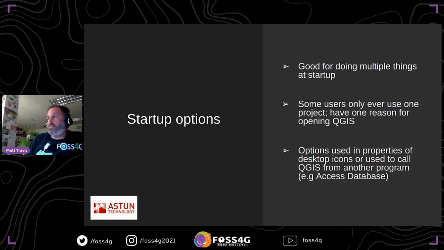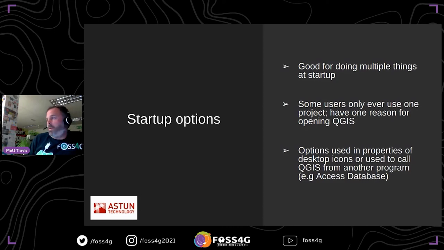The options can be used in properties of desktop icons, so the shortcuts, and can be used to call QGIS from another program, like an Access database. That's not something that we'd talk about at FOSS4G necessarily, but in the real world, people still do use Access databases, unfortunately. Probably few and far between, but it still happens.